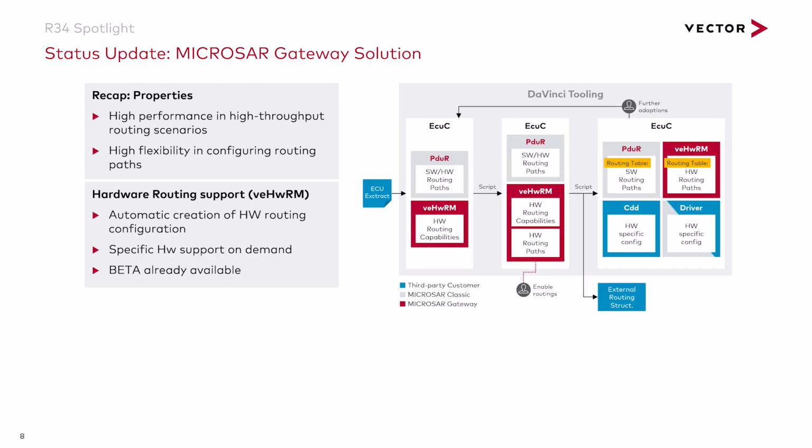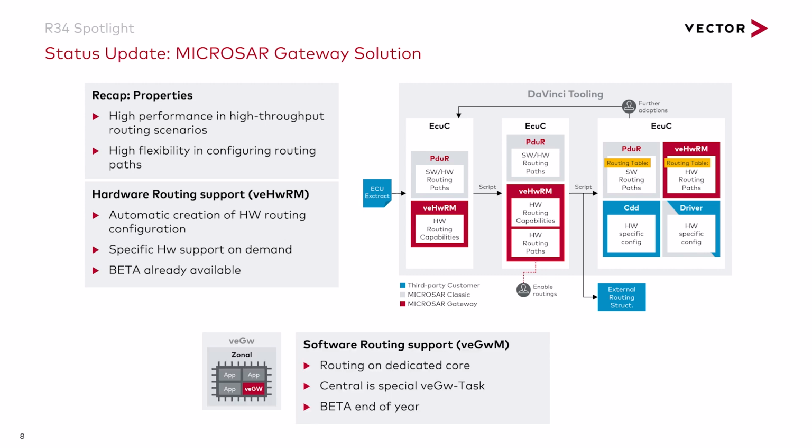We offer two distinct options for you to consider. First option is the hardware routing support VEHWRM. This allows you to leverage hardware routing support. Through scripting provided by us, our tooling workflow allows to automatically create optimized routings based on your defined routings. Our scripts are designed to adapt to platform specifics for maximizing throughput, and the first platforms are already available in beta status, with more to follow upon your request.